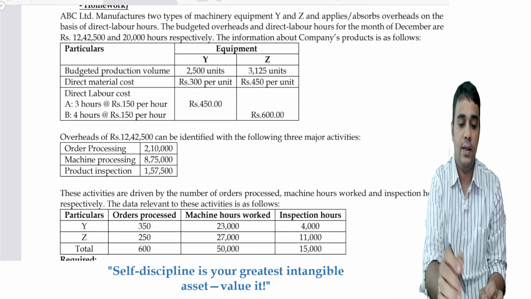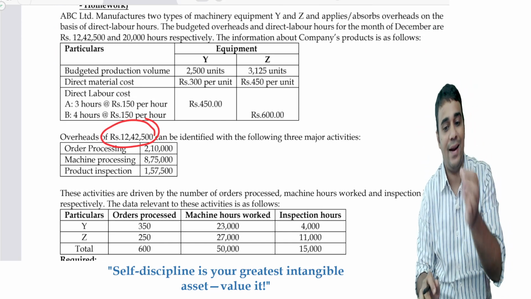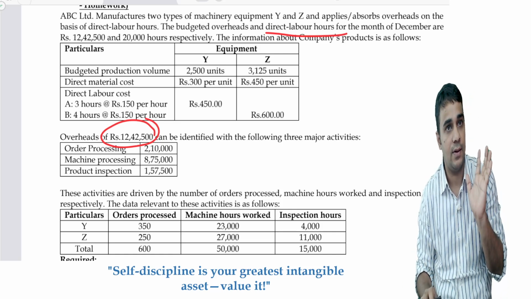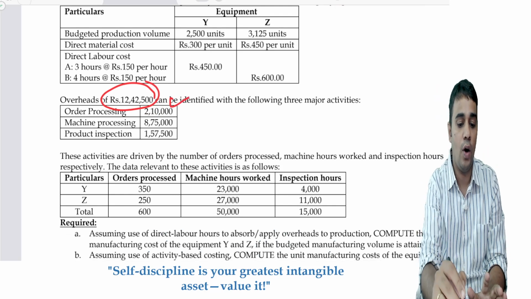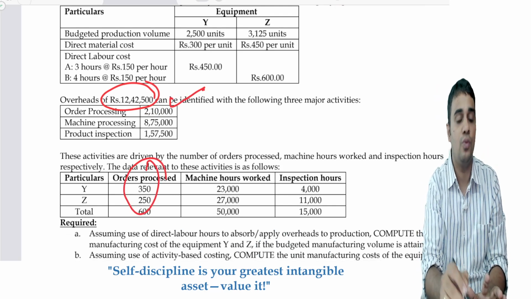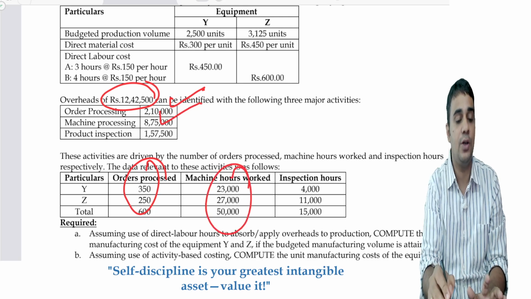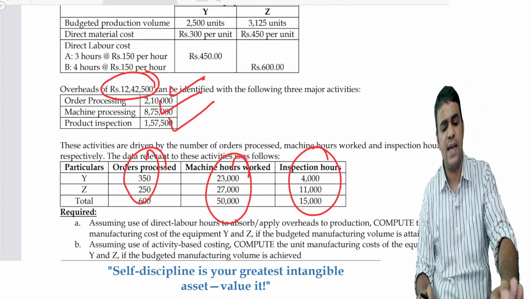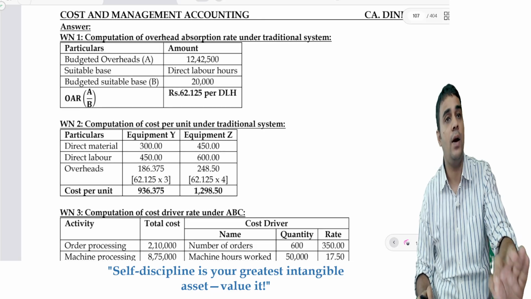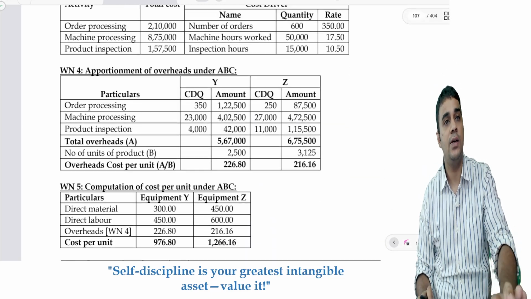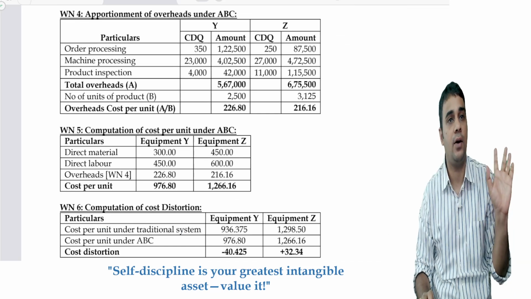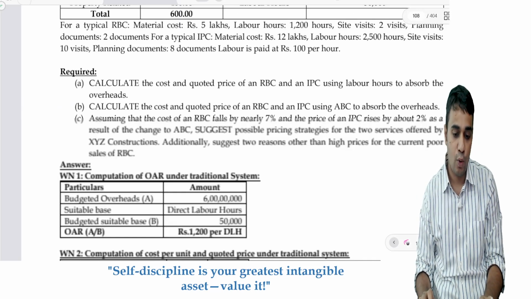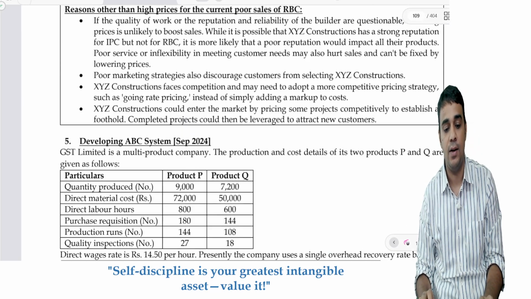Question 3, they have given the overheads. You will have a driver given in the question, which is direct labor hours. Get the traditional method answer. When you come to the ABC method: order processing, CDQ; machine processing, CDQ; product inspection, CDQ. You will see the answer will exactly be those 5 steps: step 1, step 2, step 3, step 4, step 5. I will not deviate at all from these steps. You will have to just follow that. Now I come to question 5 because that needs something extra.